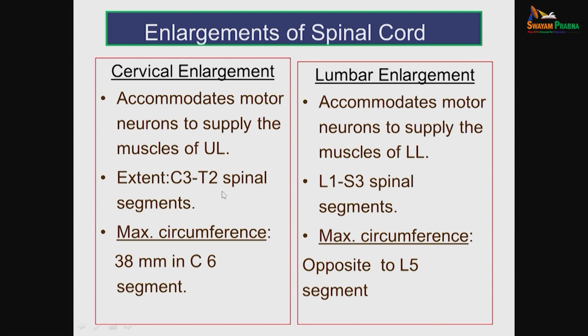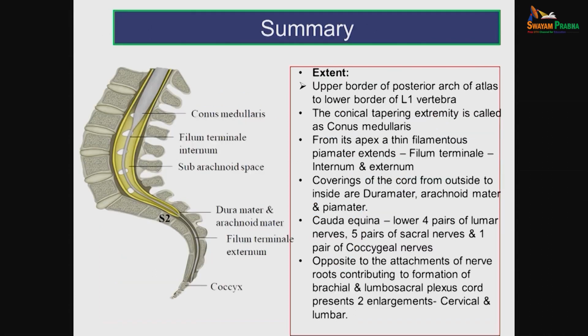Having learnt the spinal segments, the cervical enlargement will extend from C3 to T2 spinal segments, and the lumbar enlargement will extend from L1 to S3 spinal segments. If you look at the maximum circumference, it is 38 millimeters at the C6 segment for the cervical enlargement, and for the lumbar enlargement, the maximum circumference is opposite to the L5 segment. These are the two enlargements of the spinal cord.